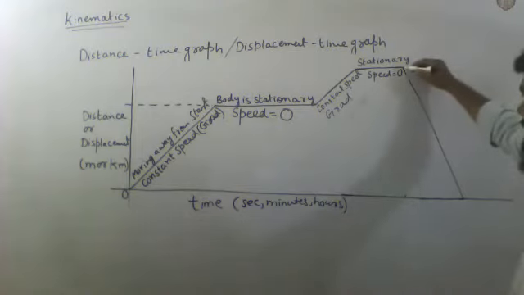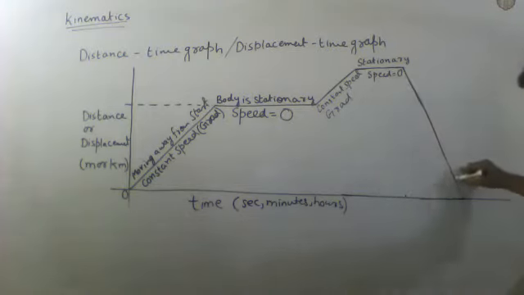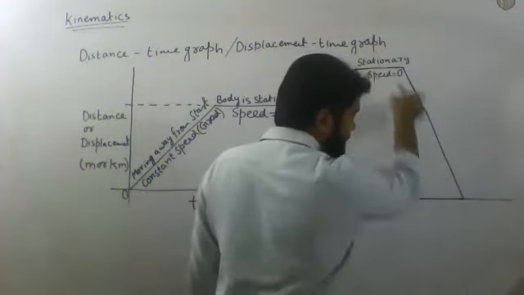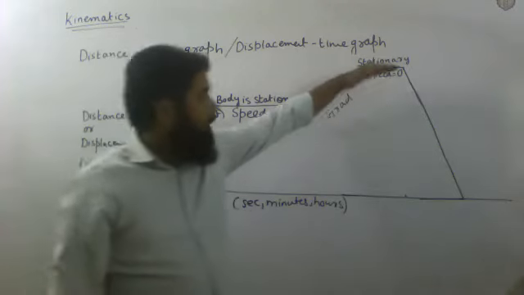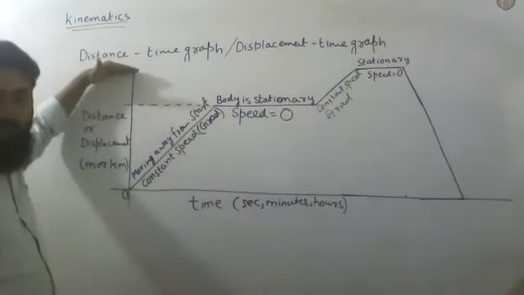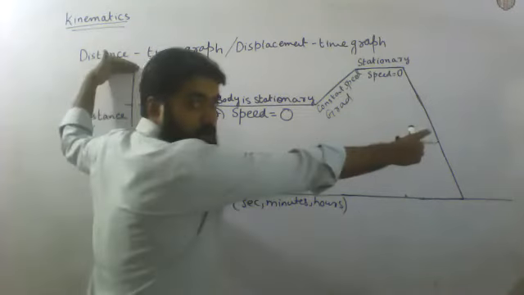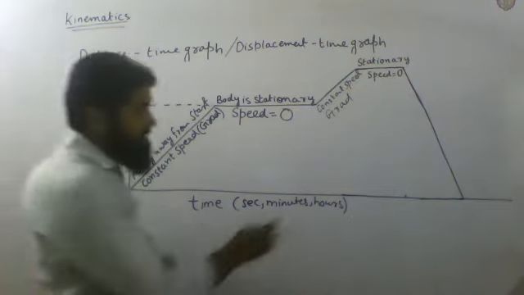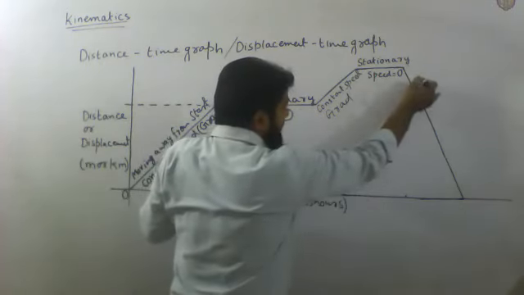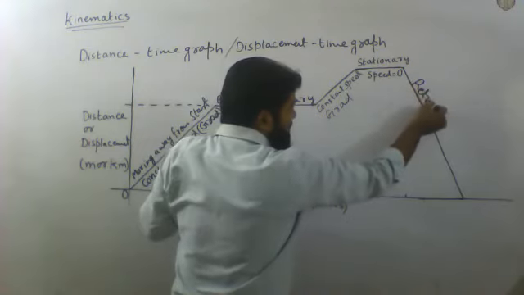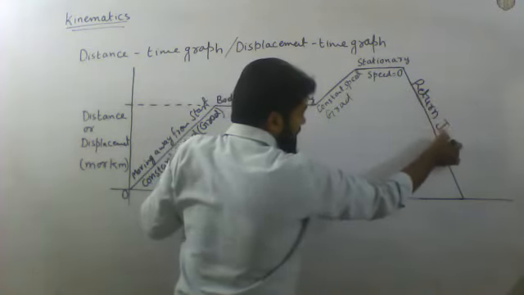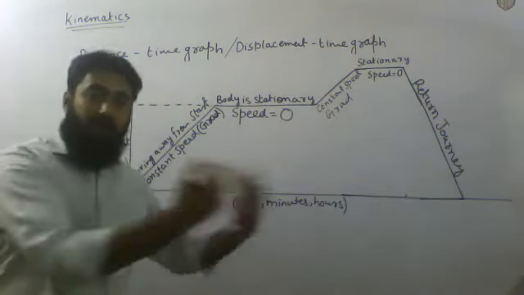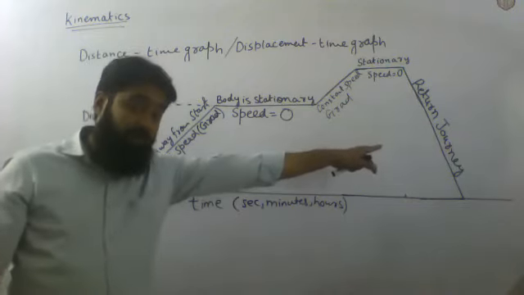Right? Last part, this one. Now you can see the direction is downward, and according to this line, the distance is decreasing. So this line is going to represent the return journey. If the body went somewhere and is now coming back, that is called a return journey.